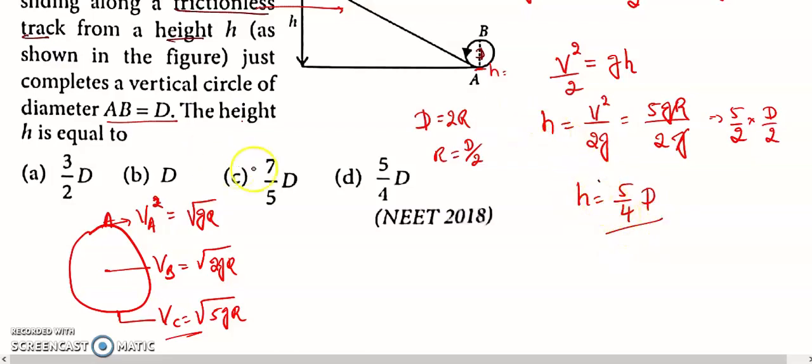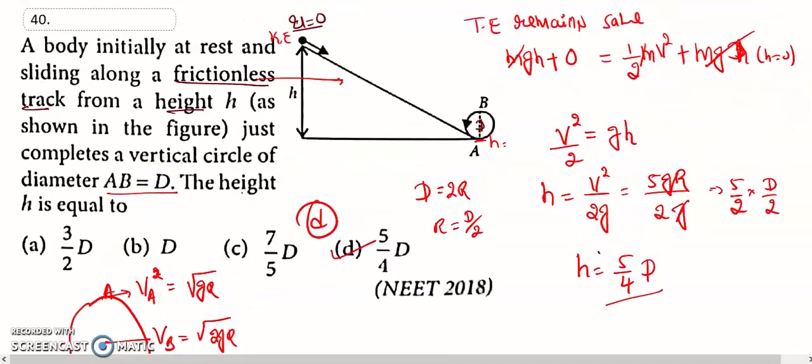So 5/4 D, that is option D is the right answer for this one. Here, at the ground, the height is equal to 0, so this term becomes 0. So option D is the right answer.